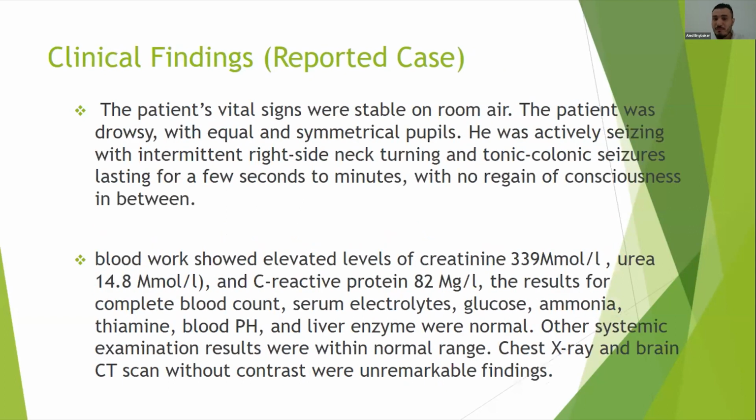Upon admission, the patient was hemodynamically stable. GCS was ranging from 8 to 10. He was drowsy with equal and symmetrical pupil size. He was actively seizing with intermittent right-side neck turning and tonic-clonic seizures, lasting from a few seconds to minutes, with no regaining of consciousness in between.